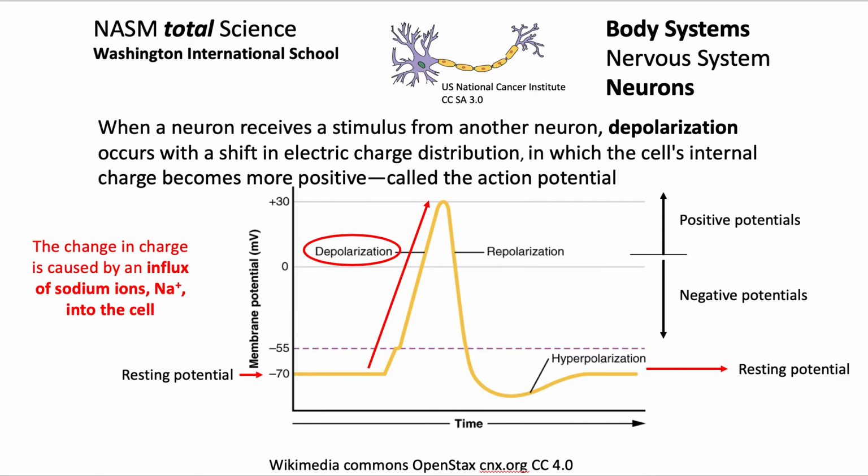And as the neuron receives a stimulus from another neuron, depolarization will occur, which shifts the electric charge distribution. And so the resting potential of negative 70 millivolts then increases to 30, 40 millivolts, called depolarization, by an influx of sodium ions into the cell.